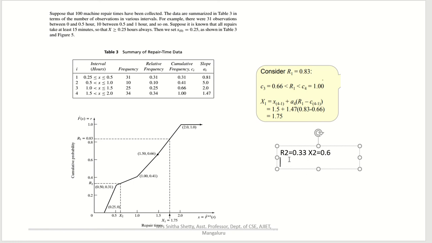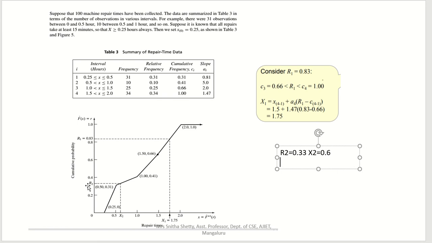Okay, so when R2 is 0.33, you should get X2 as 0.6. Now let's start and see whether we are getting 0.6 or not. How? First see where that 0.33 comes in the graph. So 0.33 comes somewhere here.